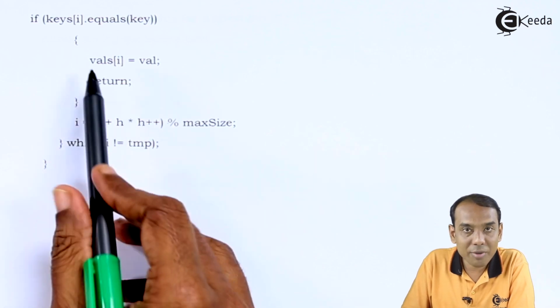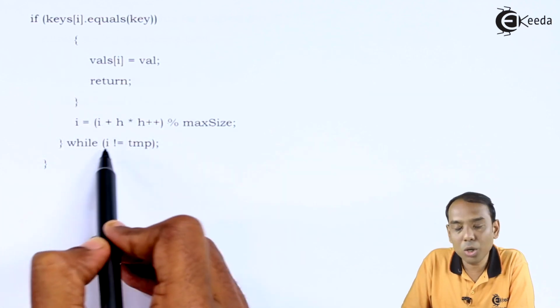This is going to be done while i is not equal to 10. By the time while i is not equal to 10, we are going to have this successive probing. Hence the name successive quadratic probing, because we are going to go for the value very differently.